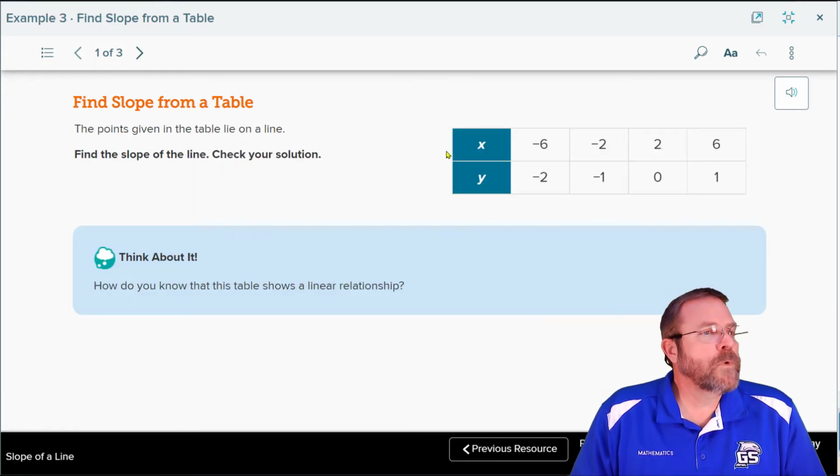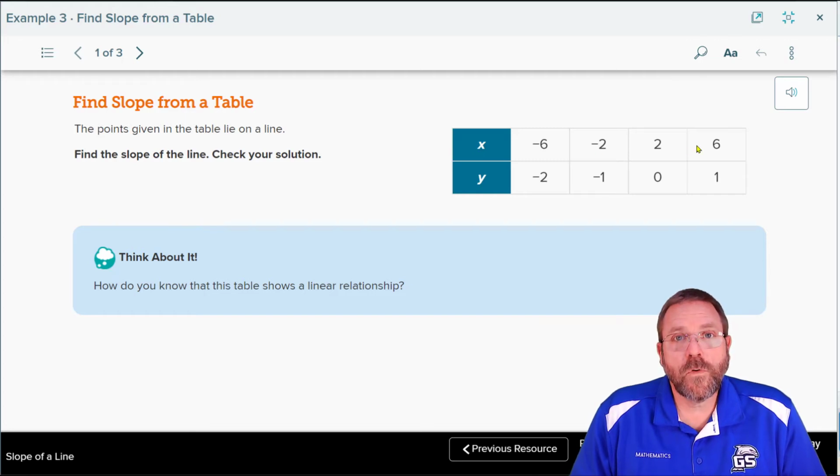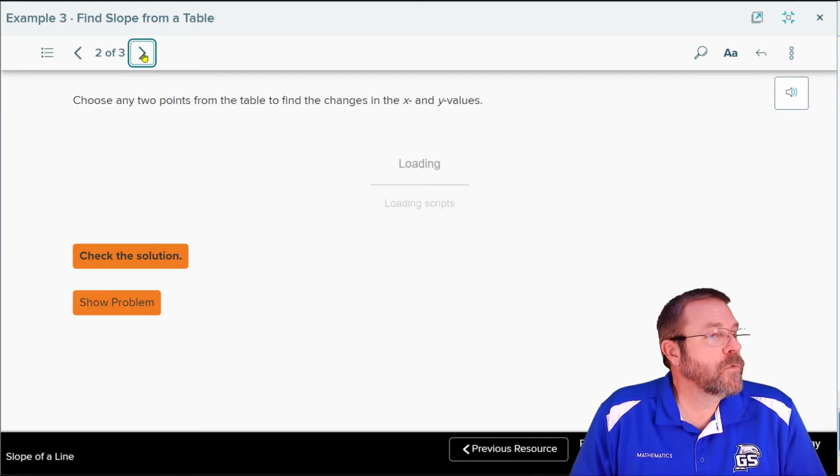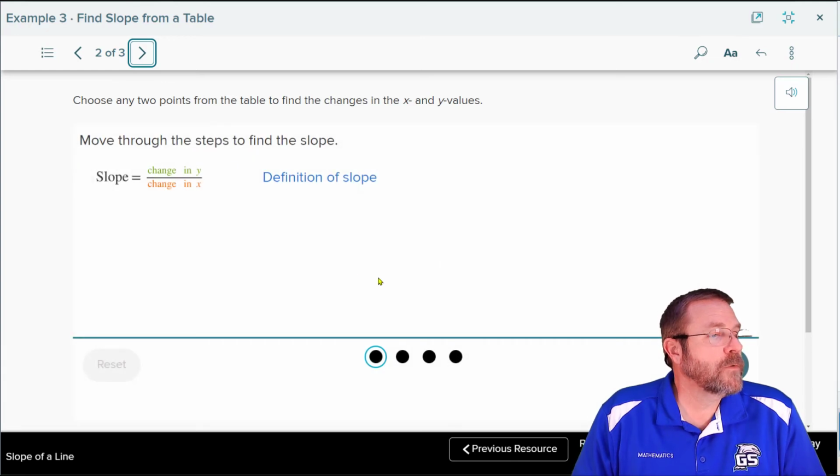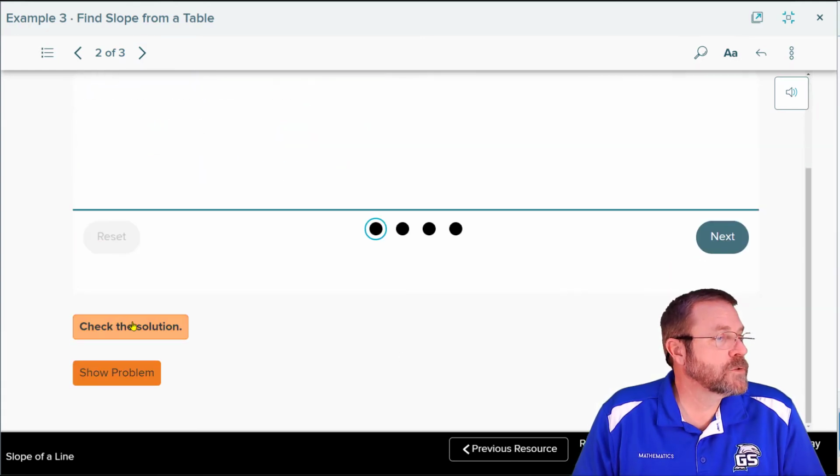For example 3, they've given us a table. Remember, your x values are your horizontals, your y values are your verticals. That means x is your run, y is going to be your rise. And if you take a look at that table, you're going to see that there is going to be some constant rate of change there.